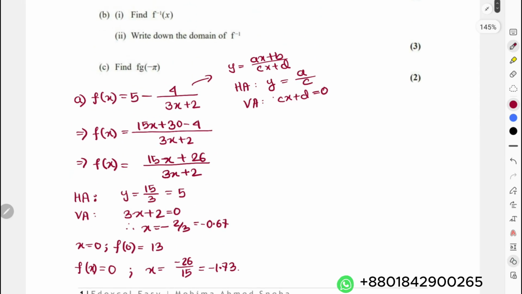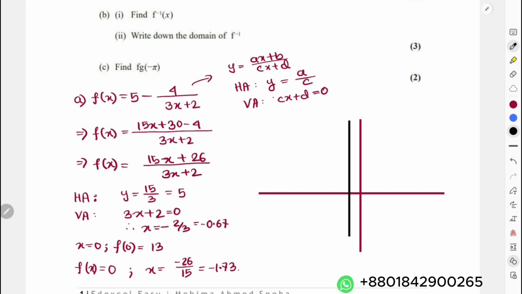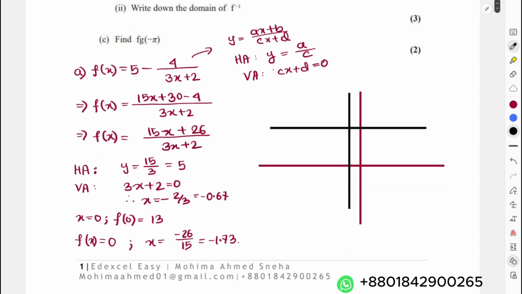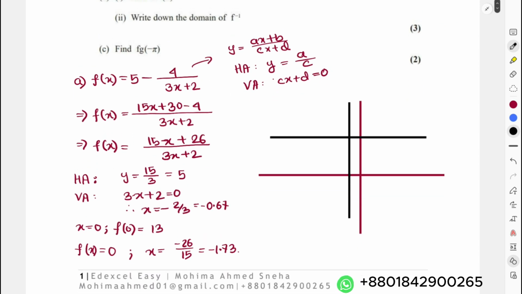Okay, now if I want to draw this in the entire part, like how would the graph be supposed to look? The vertical asymptote over here, which I was supposed to draw as a broken line, is at negative 0.67, and the horizontal asymptote is at 5. And then again we are going to plot the graph over here, right? I can understand that one coordinate is 0, 13 and the other is minus 1.73 and 0. So this is how the graph is going to be.